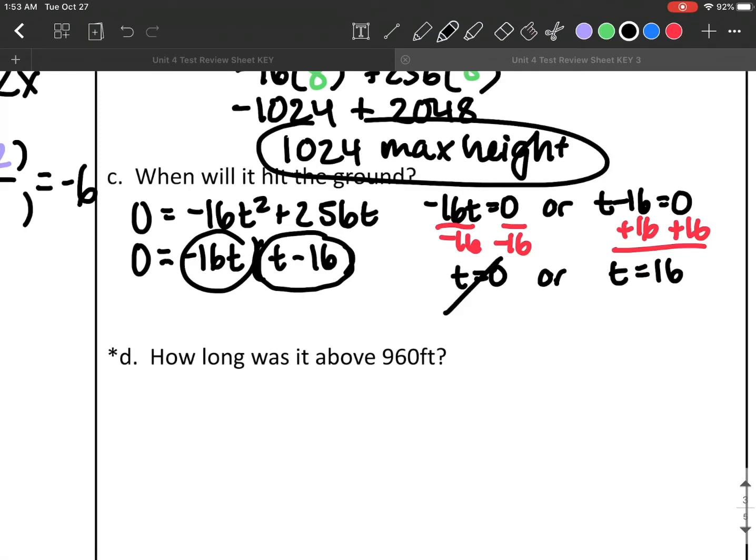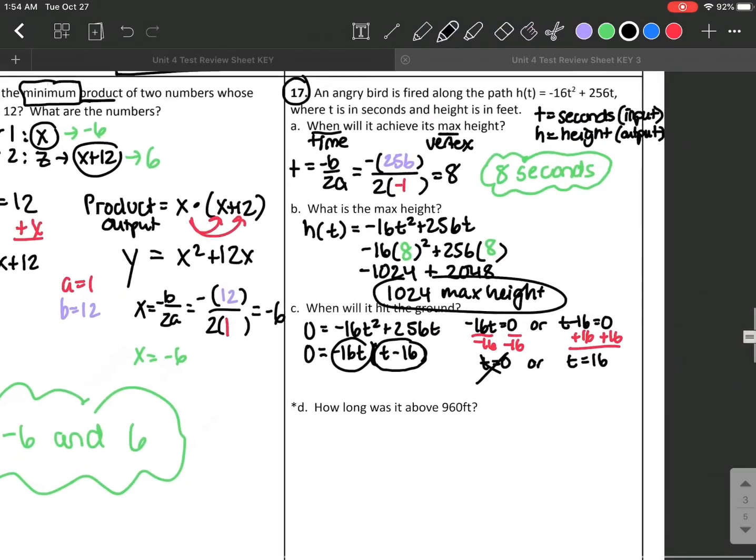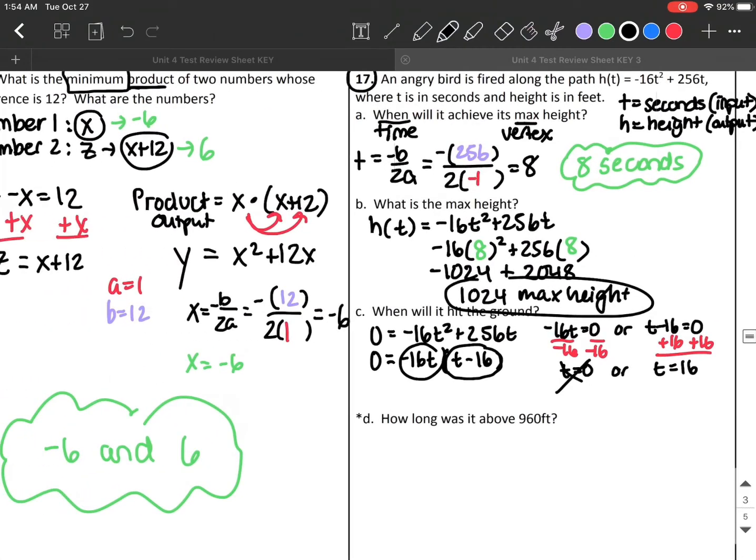Now, t is equal to 0 does not make sense because, Angry Birds, I didn't write this in the question, but when you're playing Angry Birds, the Angry Bird doesn't start on the ground. Well, sometimes it does, right? Whatever, we're not going to count it because it's like having a negative time. It doesn't really make sense. So I'm getting rid of t is equal to 0, also because it didn't hit the ground. I'm talking about when it hit the ground, which has to be 16 seconds.